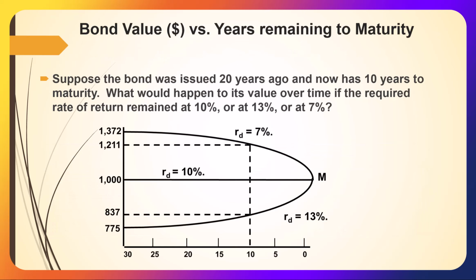What happens over time? At maturity, the value of any bond must equal its par value. So the value of a premium bond, in this case a bond selling for $1,372 today, would eventually decrease to $1,000. The value of a discount bond, currently selling at $775, at maturity would sell for $1,000. So the idea here is that bonds have fixed returns. You know exactly what the coupons are. You know exactly what your capital gain will be if you hold to maturity.